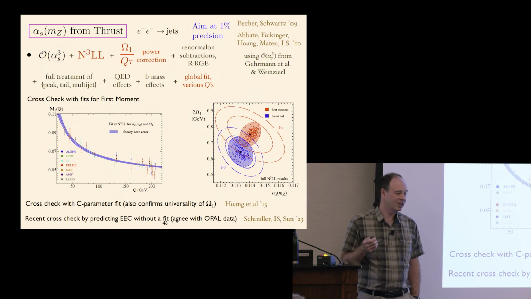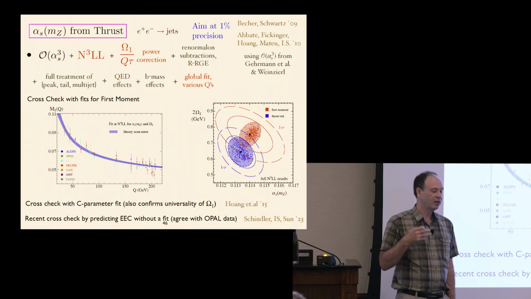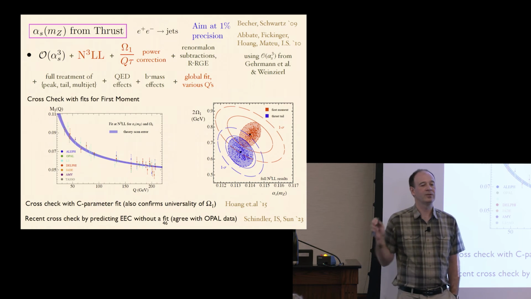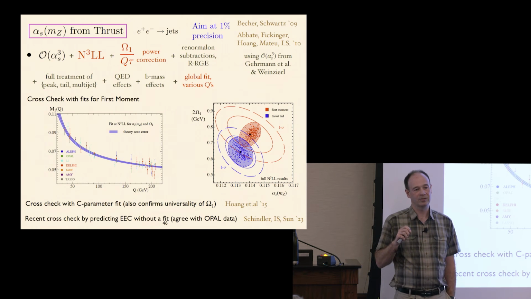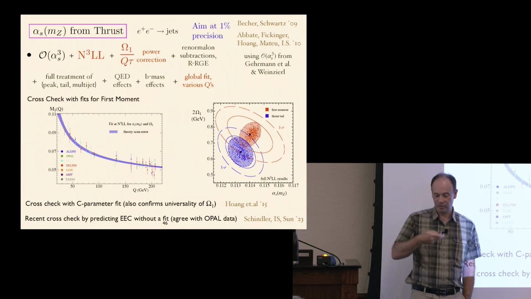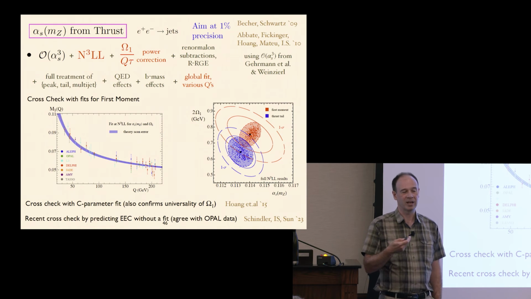You can do some cross checks on that. You can use, for example, the first moment of the cross section rather than a fit to the spectrum. That's useful because when you fit to the first moment of the thrust cross section, it actually doesn't really care about logs anymore. So your highest order fixed order calculation is pretty much in agreement with the highest order resum calculation.